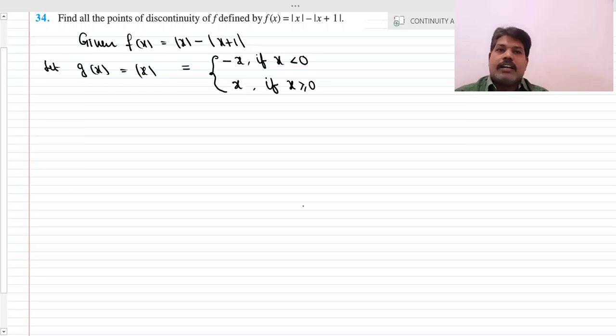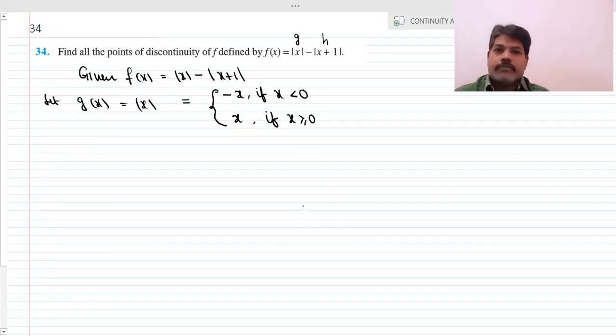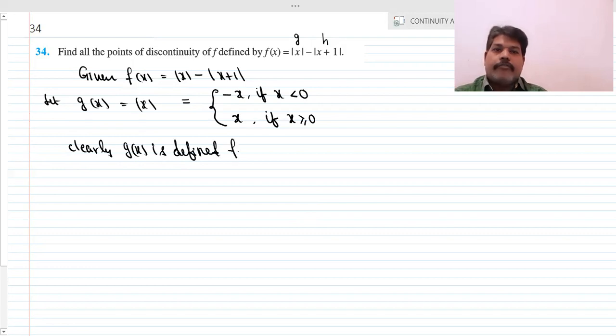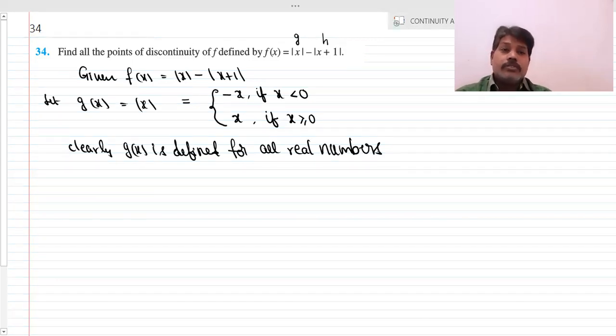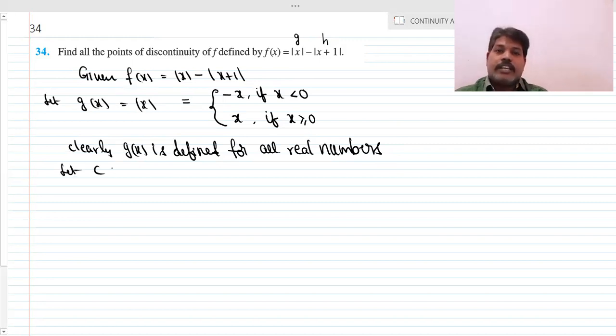First I will prove that g of x is a continuous function. How to prove this: clearly g of x is defined for all real numbers. So what happens, students? Let c be any real number.